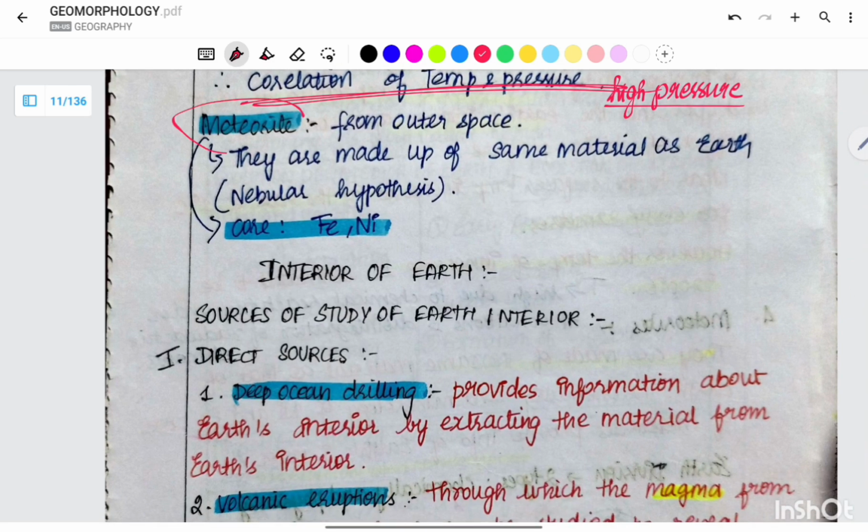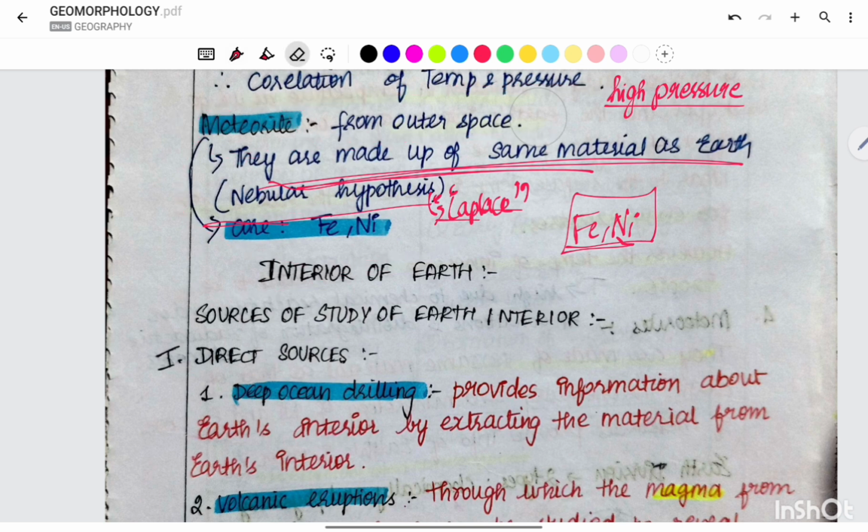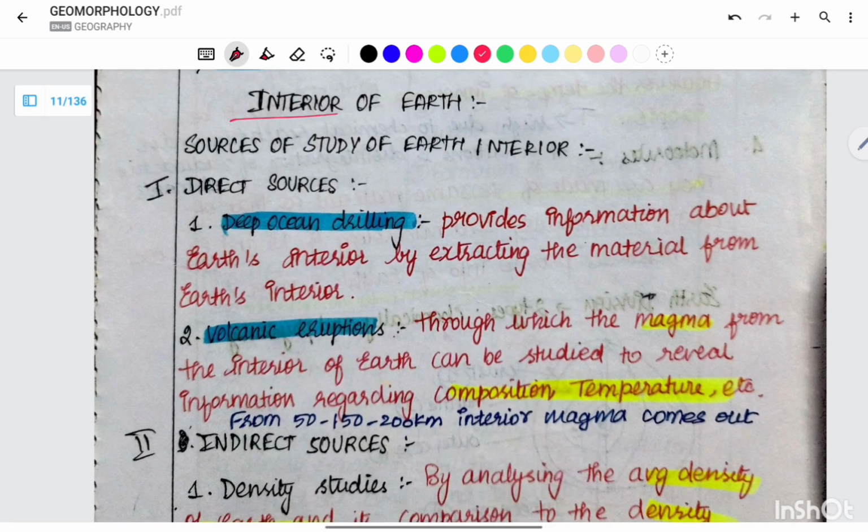What is a meteorite? From the outer space, they are made up of the same material as the Earth, from the nebular hypothesis of Laplace. Nebular hypothesis is finding its way in many places. The Earth's core is made up of iron and nickel. Similarly, the meteorite has a core made up of iron and nickel. That is what we have in the nebular hypothesis.